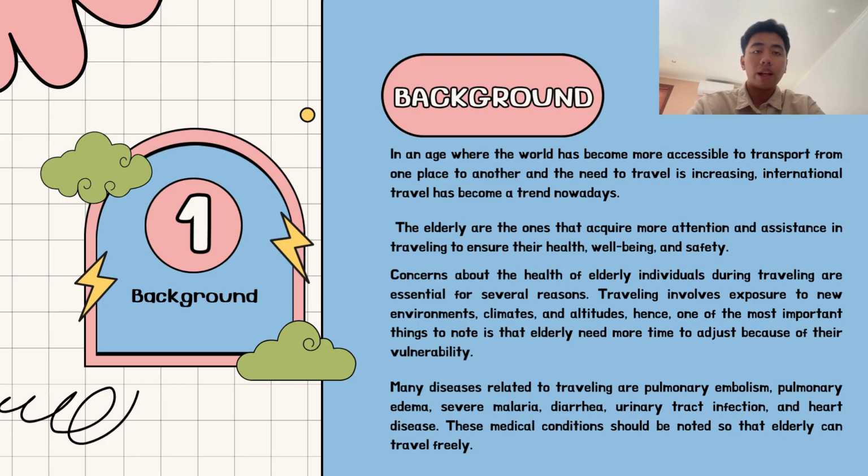Concerns about the health of elderly individuals during traveling are essential for several reasons. Traveling involves exposure to new environments, climates, and altitudes. Hence, one of the most important things to note is that the elderly need more time to adjust because of their vulnerability. Many diseases related to traveling are pulmonary embolism, pulmonary edema, severe malaria, diarrhea, urinary tract infection, and heart disease. These medical conditions should be noted so that the elderly can travel freely.